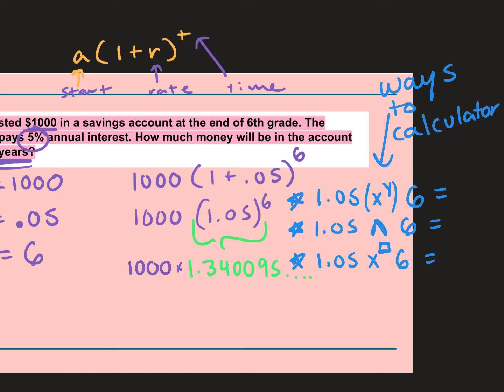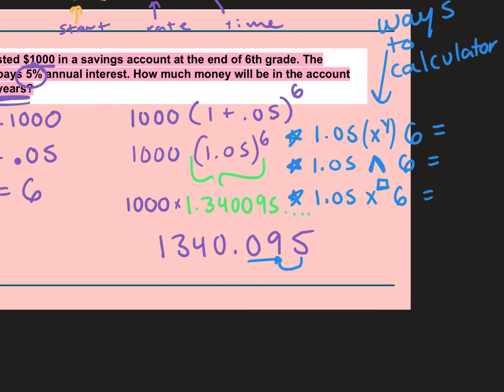So how many numbers do you put out? You can write down as many as you want. Your final answer, you have to round it to 2 decimal places. So for my final answer, it'll be 1,340.095. But since you want to round to 2 decimal places, what is this 5 round the 9 to? 10. So it would be 1,340.10 because it rounds up. So you always look at the third decimal place to tell you what the second decimal place is going to round to.